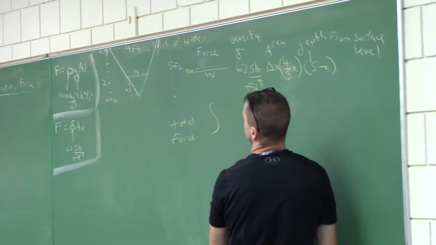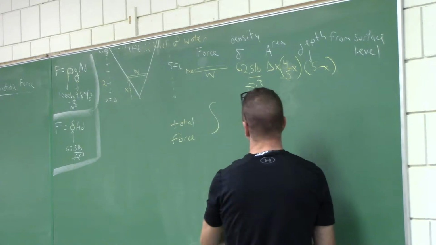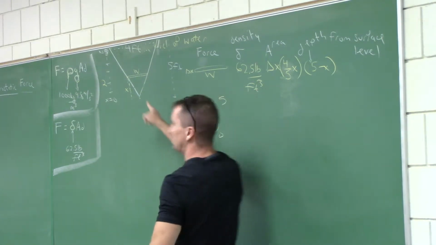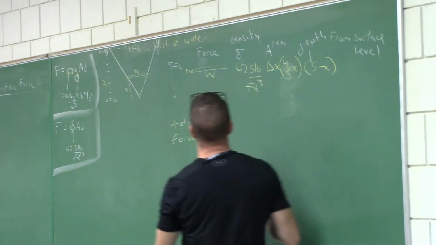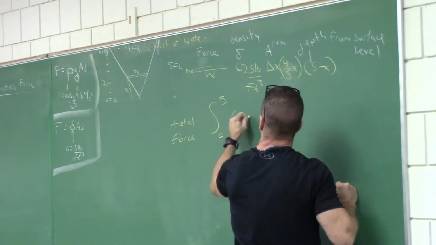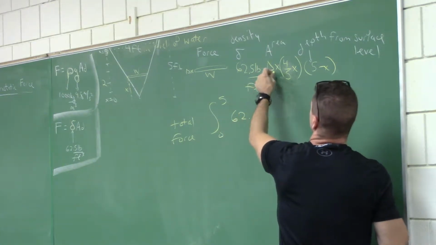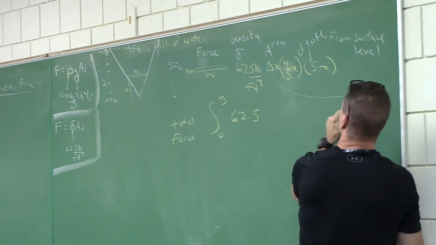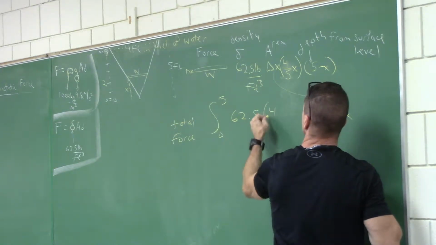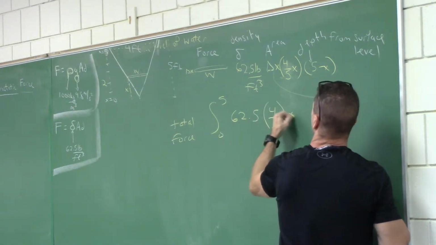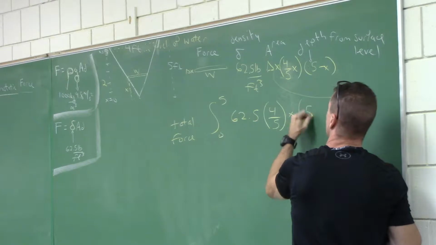What's the limits of integration? 0 to 5, yes. That's what a plate is, 0 to 5. 62.5. That change in x is just a dx. You've got 4/5 times x, but you also have a 5 minus x.